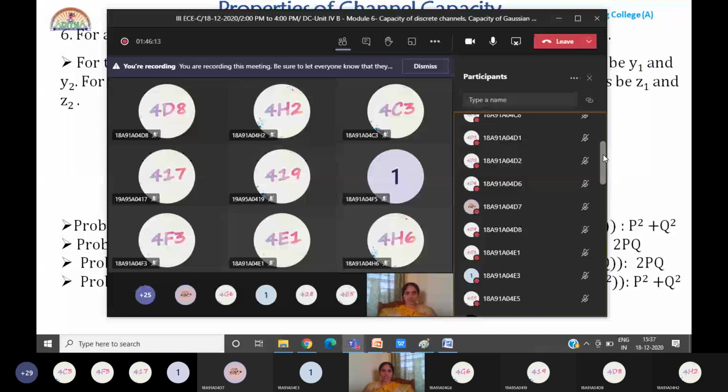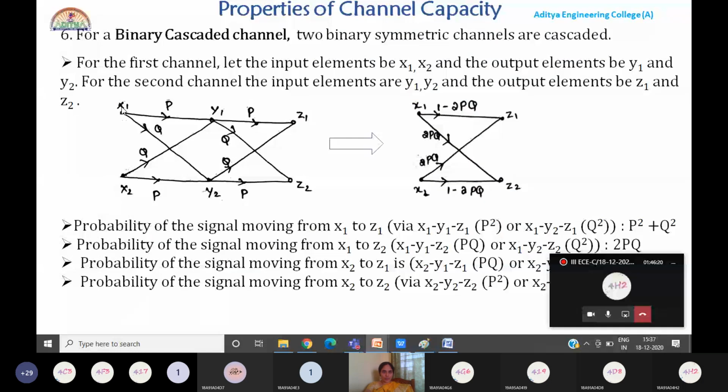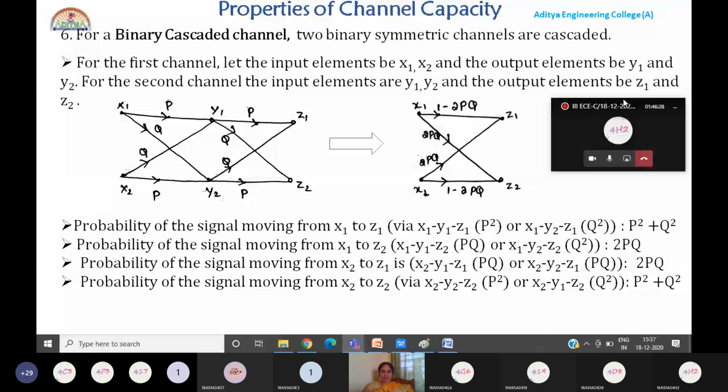Ma'am. Okay, ma'am. Can I tell me how many possible paths are there to move from x1 to z2? I need to calculate the probability of x1 z2. x1 to Y1 and then to Z2, ma'am. x1 z2 via y1. Okay, very good. Next. And via Y2, ma'am. Via X1 Y2 to Y2 and then to Z2. Very good. x1 to y2 then z2.